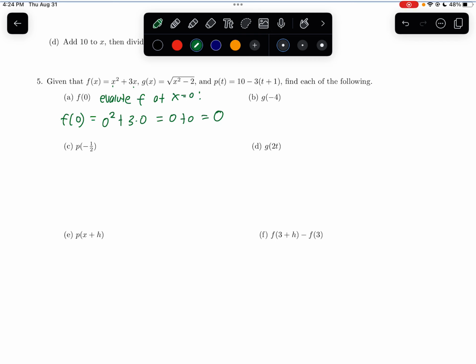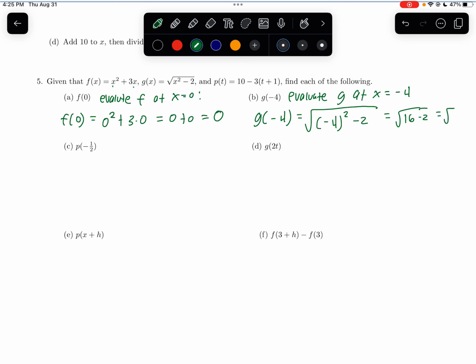Not too bad. G of -4 is the same thing. You evaluate the function g at x equals -4. And it's x because that's the input variable. This should be something else, as we'll see soon. And so g of -4 would be the square root of -4 squared minus 2. Now, -4 squared is 16. So 16 minus 2. And that's the square root of 14.